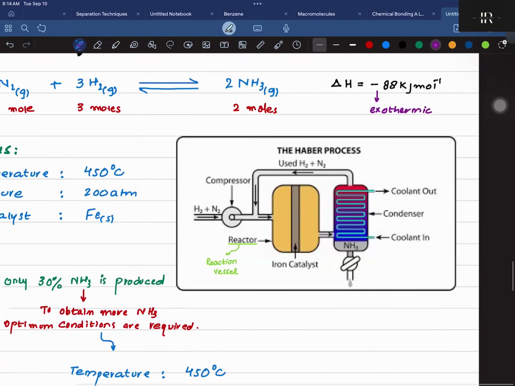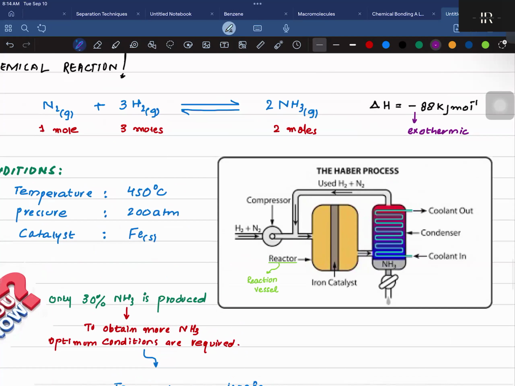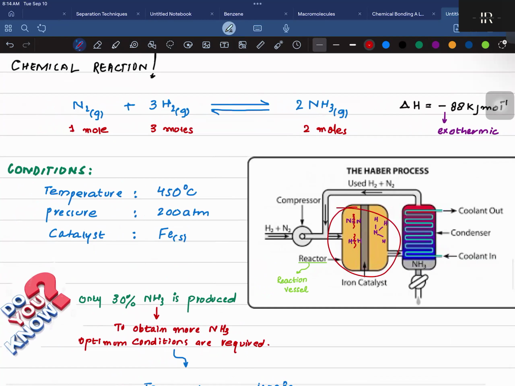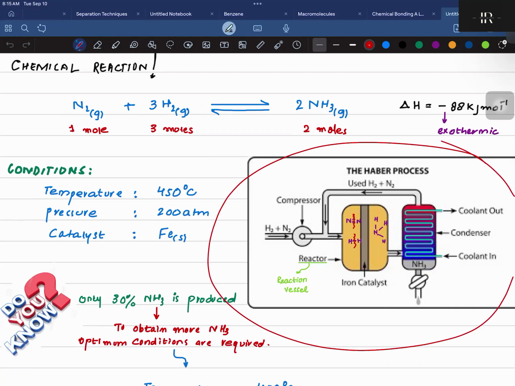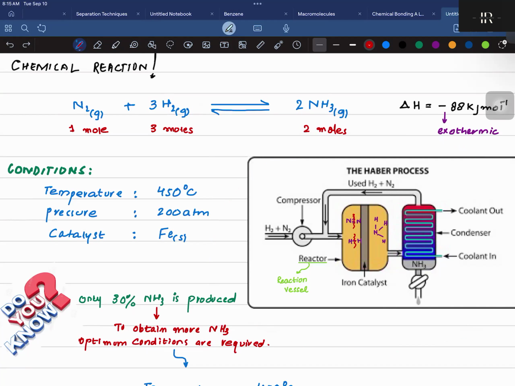As you can see, this is the nitrogen gas, triple bonded, and this is hydrogen gas, and this is ammonia, NH3. This bond is being broken down, and this bond is being broken down in this reaction vessel, and the new bonds are going to be formed in the same vessel. So this is the most important part of this reaction. This is the whole apparatus for this reaction, right?